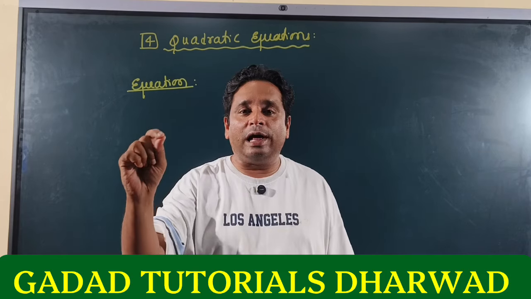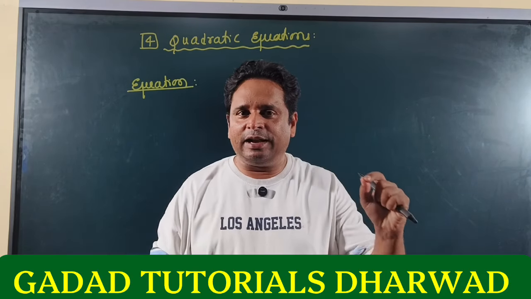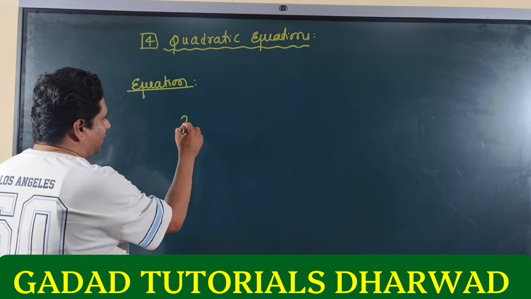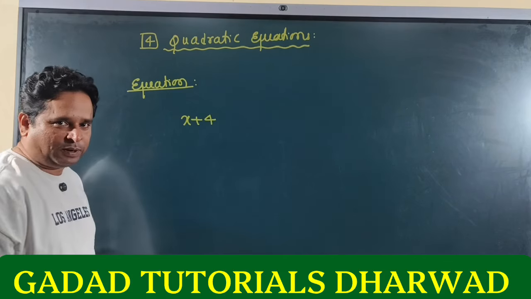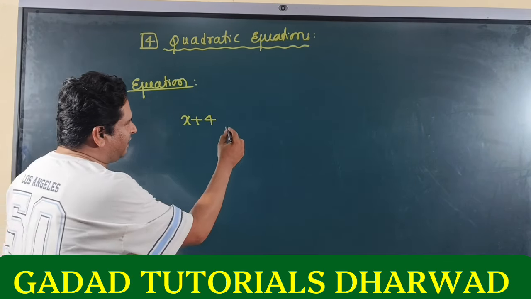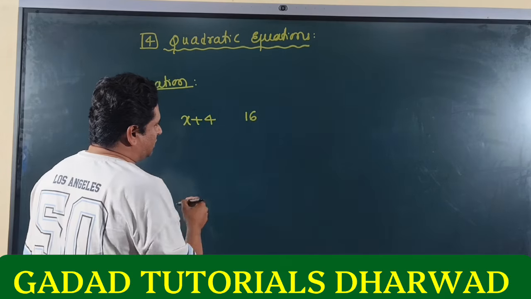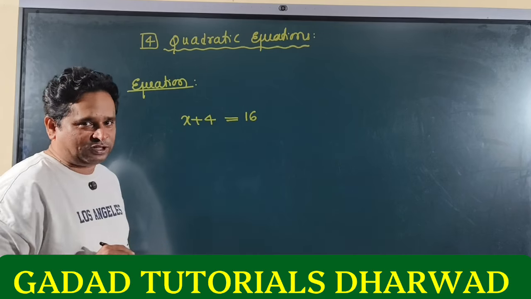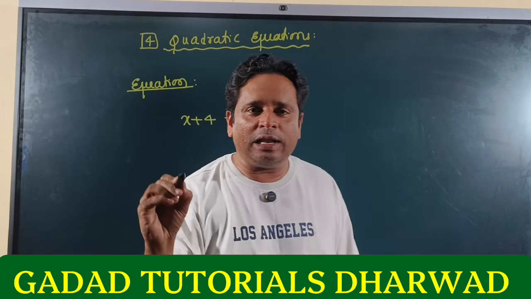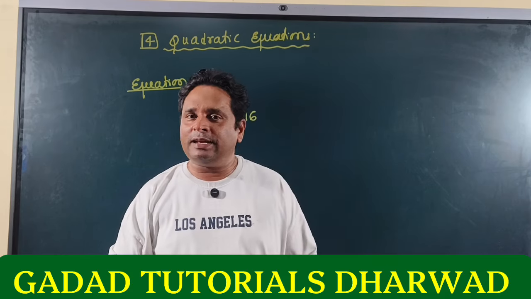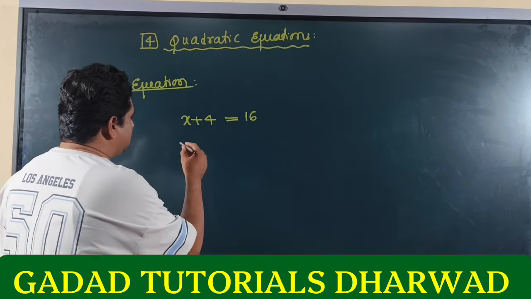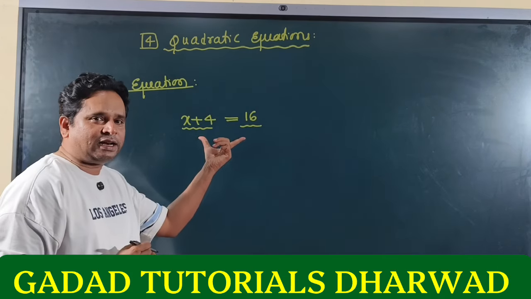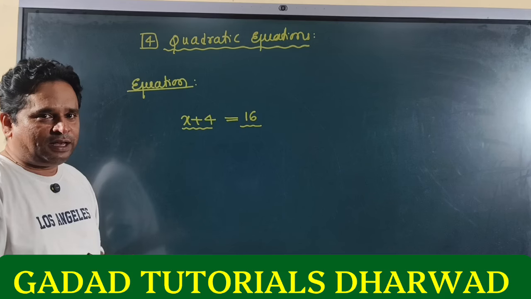Equality of two algebraic expressions is known as an equation. See here, x plus 4 is one expression, and 16 is another expression. If both these two expressions are equal, we say that it is an equation. Equality of two algebraic expressions is known as an equation.